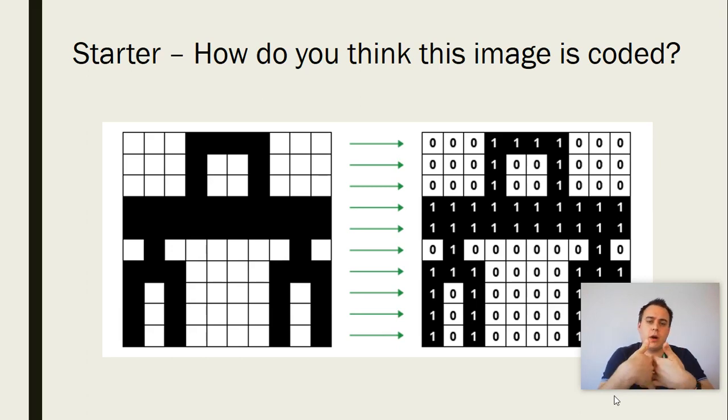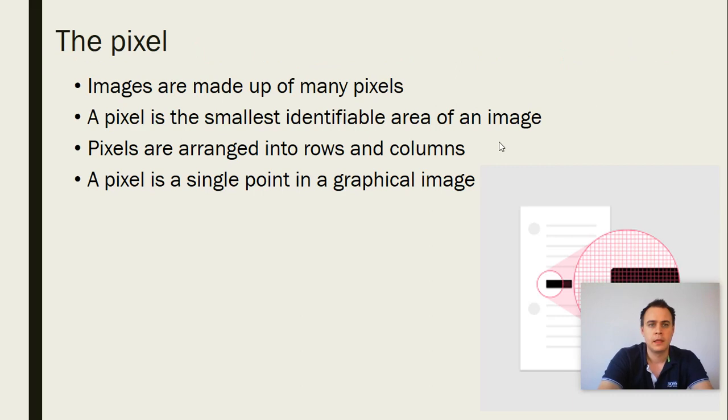So this is a black and white image just here, and it's been broken down into, I think, 100 pixels, and there's a 0 which represents white and a 1 which represents black. And so that's how an image is coded. There are binary codes behind each pixel, and then the color is displayed based on what that binary code is.